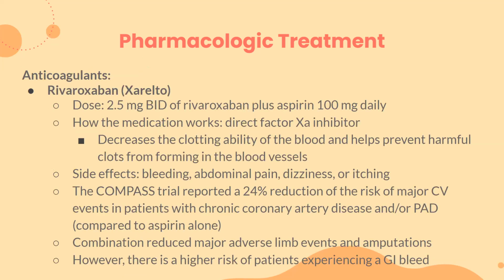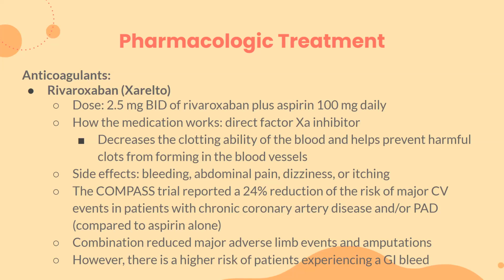Next, we're going to discuss our anticoagulant. And this drug is called rivaroxaban, which is typically advertised as Xarelto. And it's given as a dose of 2.5 milligrams taken twice a day, along with aspirin. So the patient's going to be taking 2 medications. And what this drug does, in addition to the aspirin, is it also decreases the clotting ability of the blood to further prevent the harmful clots from forming in the blood vessel. So typical side effects, again, are bleeding, dizziness, abdominal pain, kind of as we expect with the other agents.